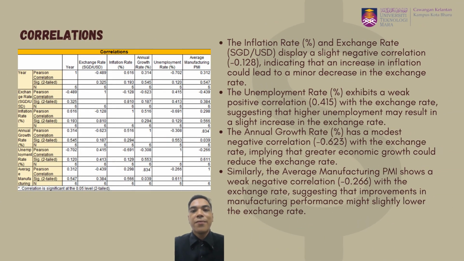How do economic indicators affect SGD-USD? The exchange rate between SGD and USD shifts with key economic factors. Inflation, negative 0.128. Higher inflation may slightly weaken the SGD. Unemployment, 0.415. Rising unemployment could strengthen the SGD. Growth, negative 0.623. Stronger economic growth tends to appreciate the SGD. Manufacturing PMI, negative 0.266. Better manufacturing performance may boost the SGD. While not absolute, this trend offers insight into currency movement.